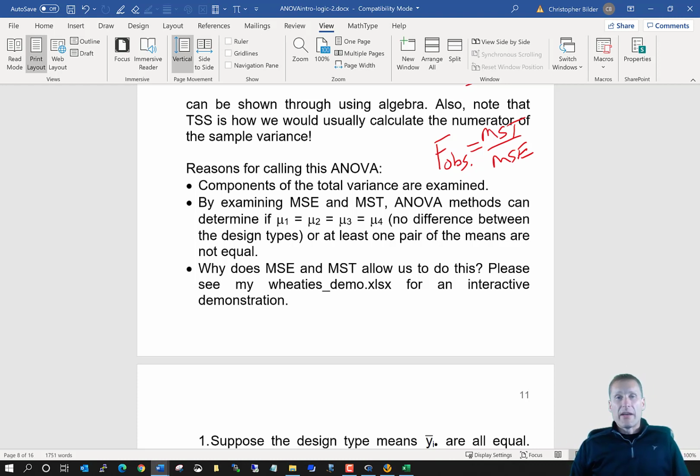If this ratio ends up being large, we're going to reject H0. There is a difference among the means. If this ratio is small, well, there's not sufficient evidence that there's a difference among the means.